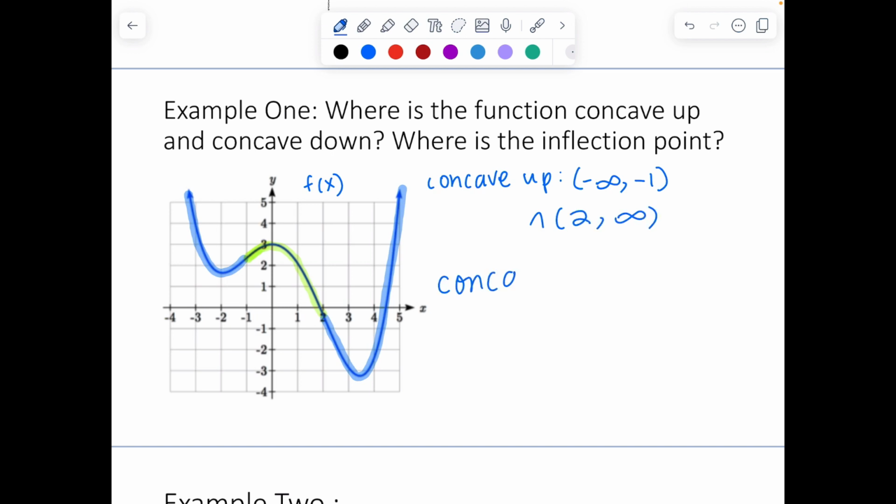And then it's concave down from negative 1 to 2. And so where are the inflection points? Well, inflection points are where it switches concavity. So there's an inflection point right here. I'm just going to write IP. And then there's an inflection point here at 2, IP, inflection point. So that's where it switches from concave up to concave down.